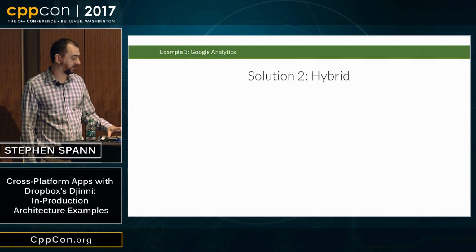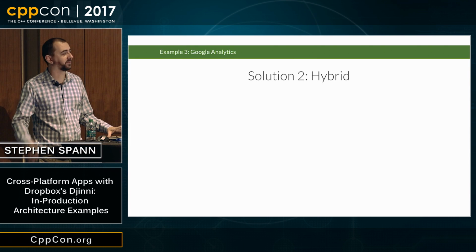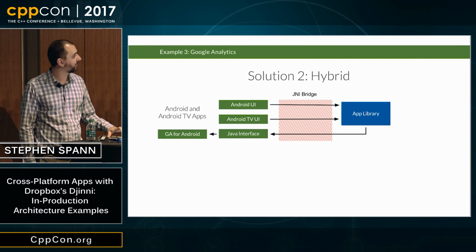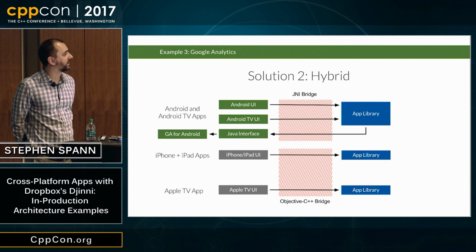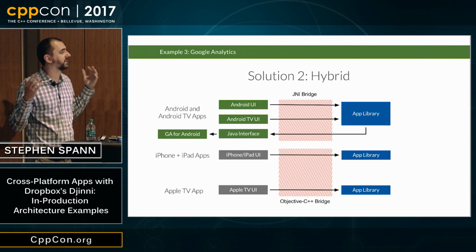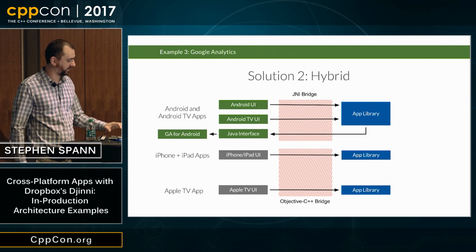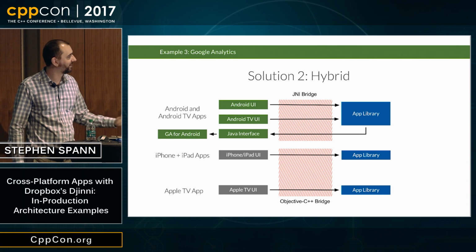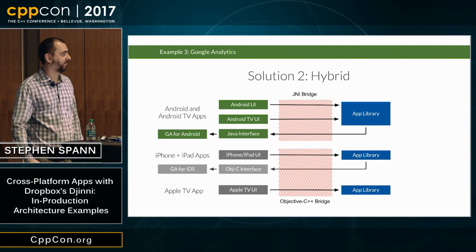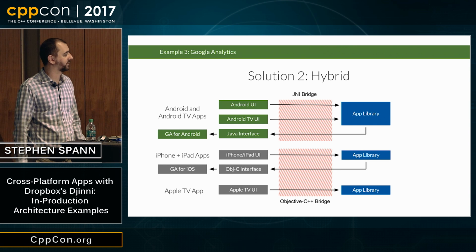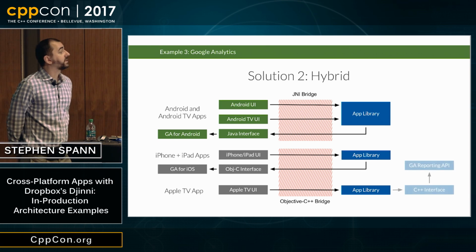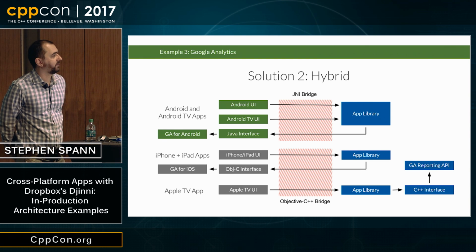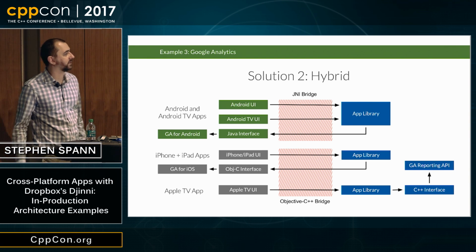So we're going to combine the two things. Android was always fine, so keep it exactly like it was. Apple side of things: iPhone and iPad separated from TV. They're both crossing the bridge. It's the same library, but I separated them just for aesthetics. So iPhone and iPad go back across the bridge, to the interface, to the Google library for iOS. And now Apple TV, what do we do there? We eventually get to the reporting API we were just talking about with the C++ solution.